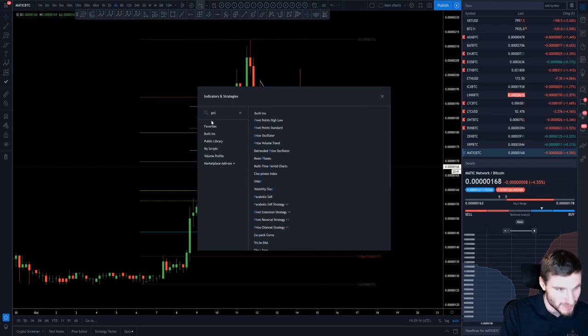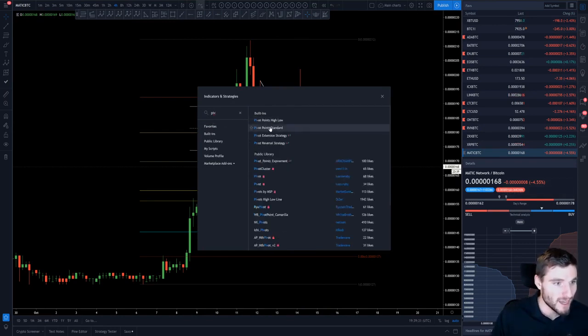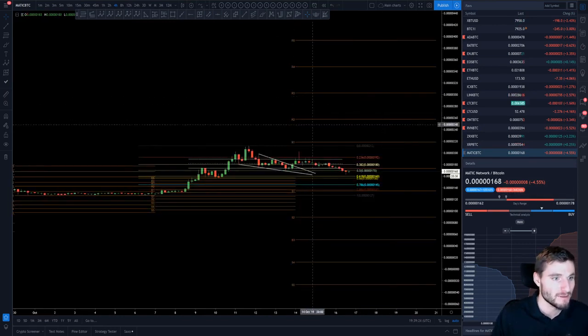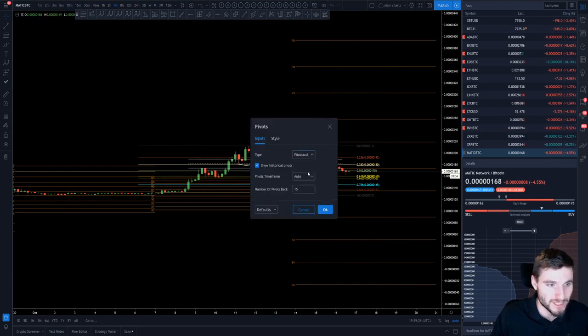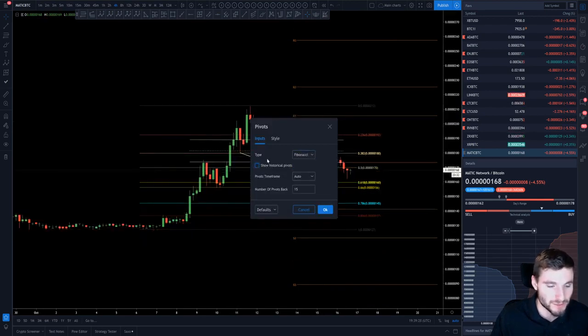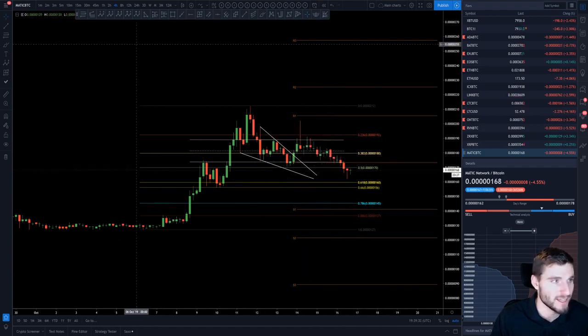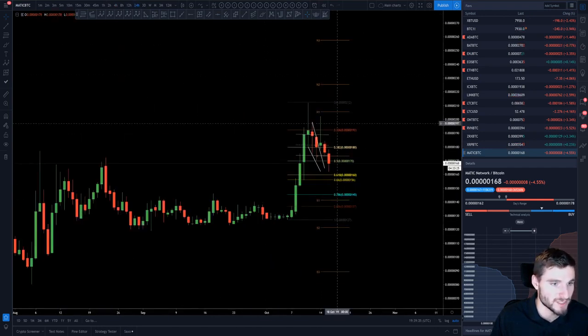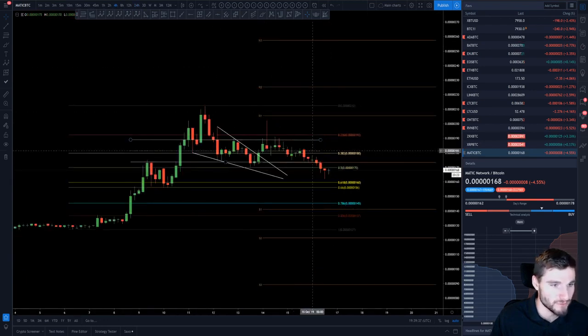So pivot points is the next one. Okay, pivot points, standard. All you want to do is double click on this, change it to Fibonacci and hide the historical. So you're going to look like this on your chart, basically. And the time frame is going to be dependent. Obviously the daily, you're going to get different pivot points than the 4 hour, for example.